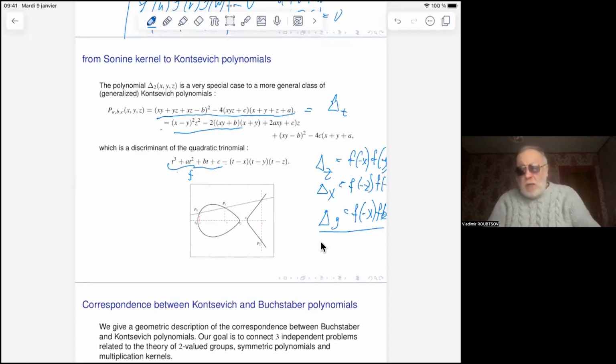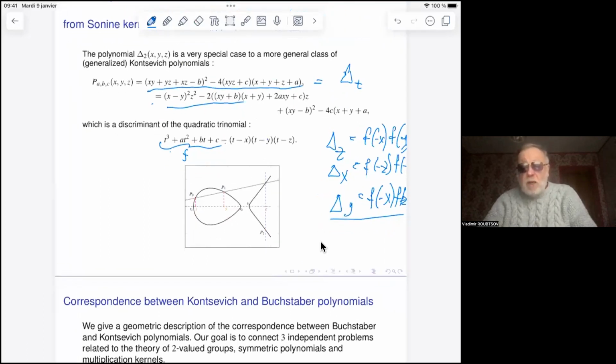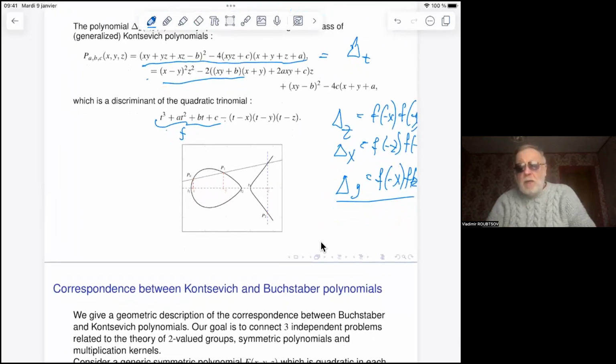And this fact means that this polynomial also relates to some elliptic curve addition law. Namely, let's consider this cubic, the cubic which gives the equation of an elliptic curve. On the plane, we have roots x, y, and z. Here they are, 3 points.